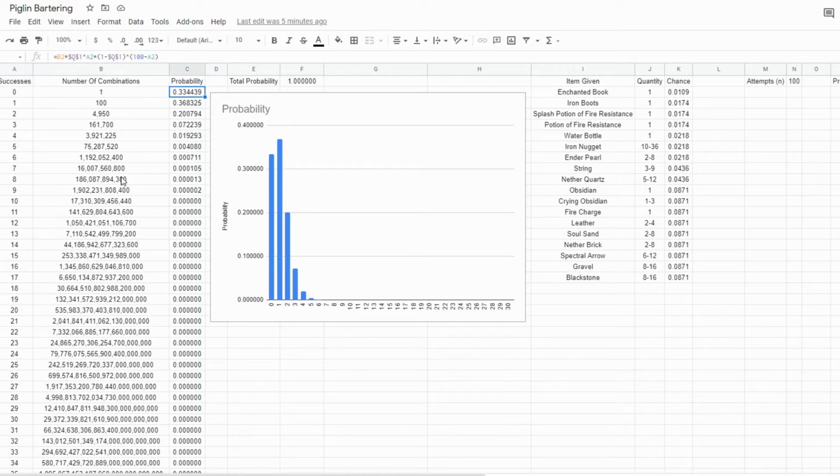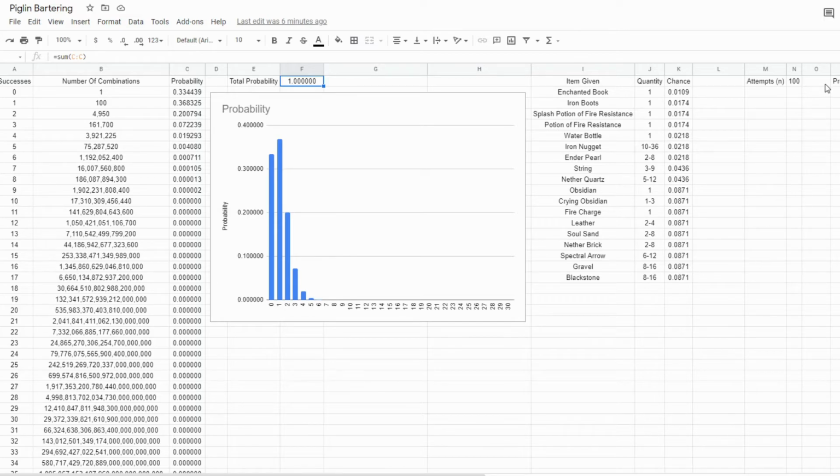So for example, for the enchanted book, which has the lowest probability, as you can see from the graph, really once you get beyond 10, the probability becomes negligible, somewhere near 5 or 6. Column C adds up to 1, so the total probability of all the different outcomes is 1.